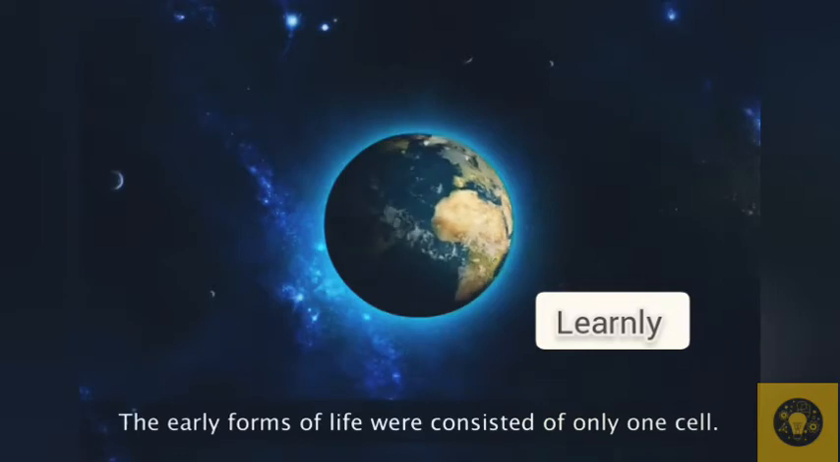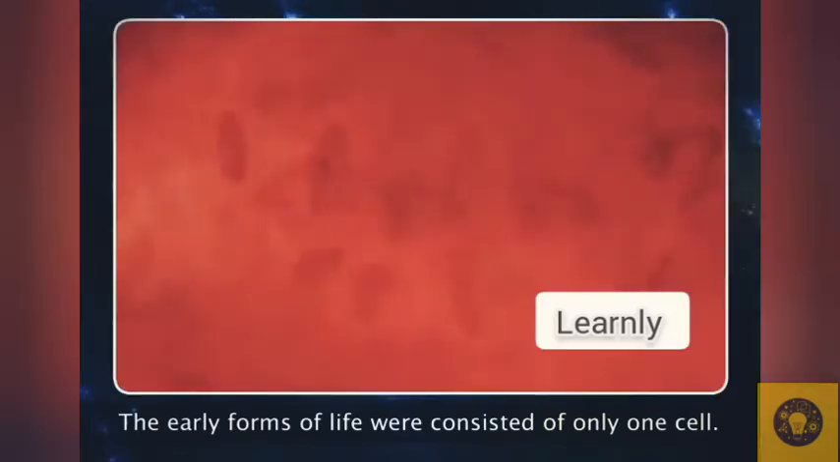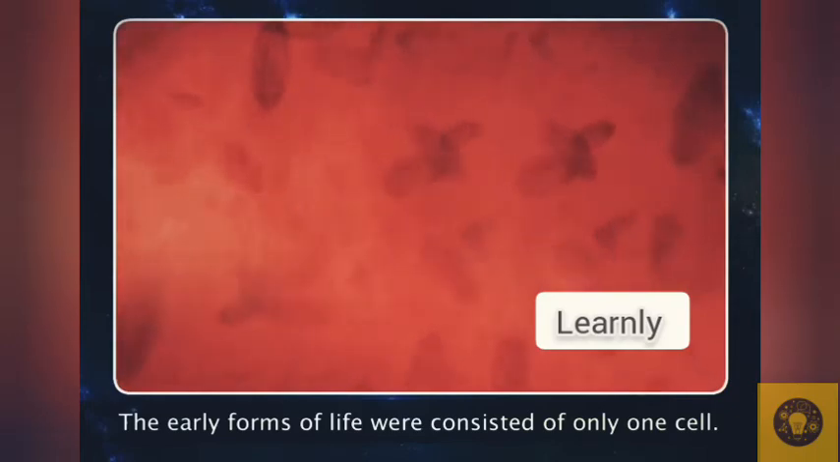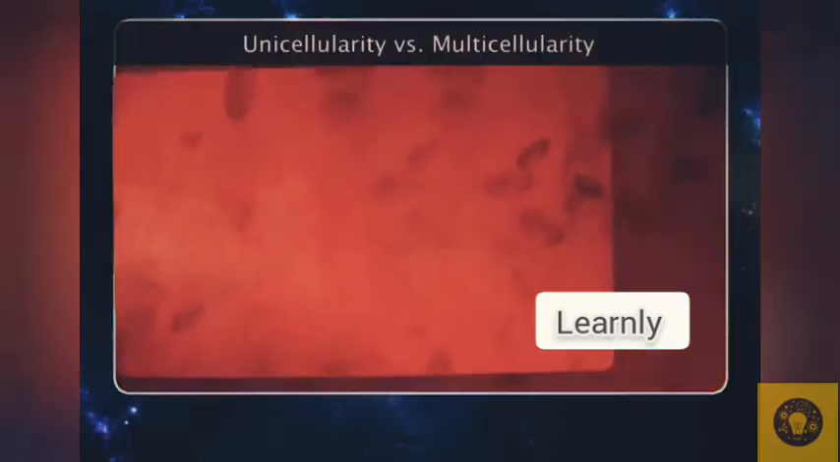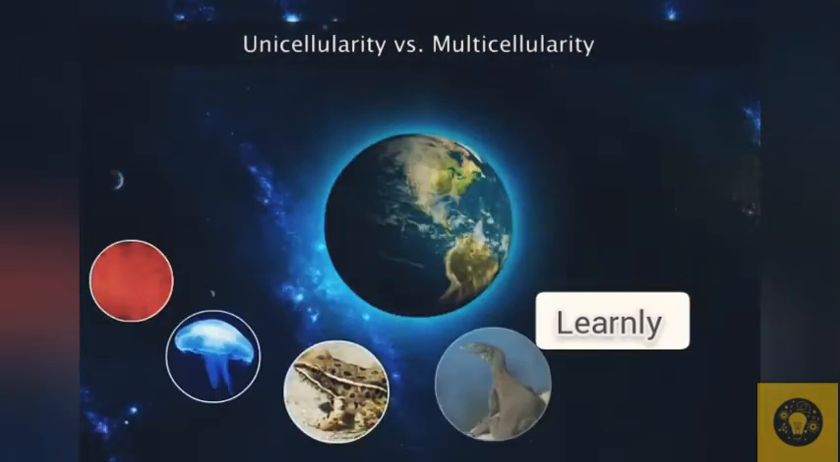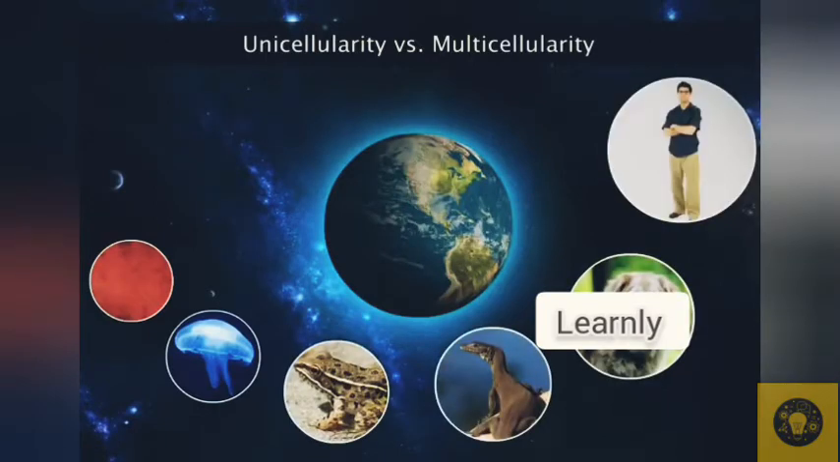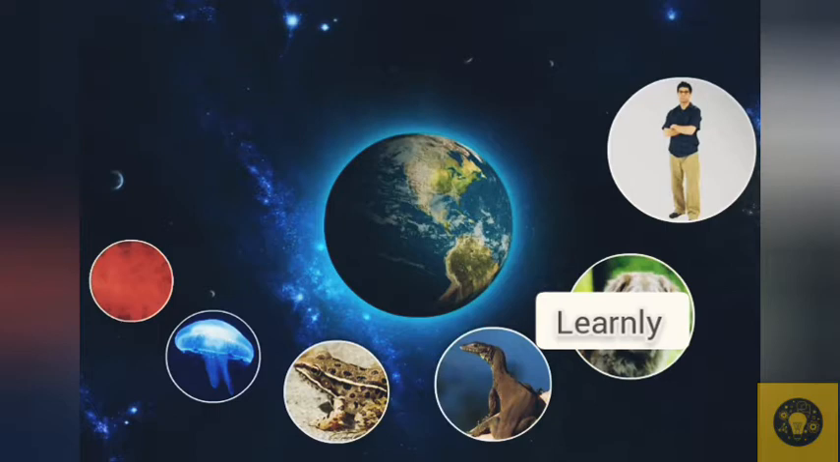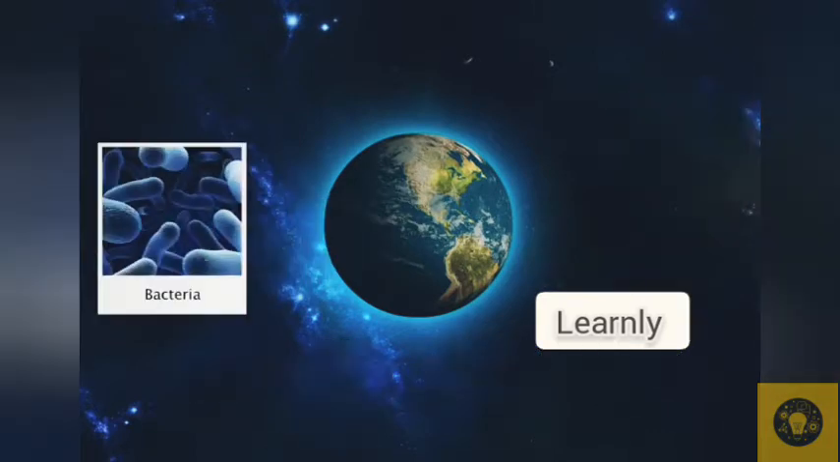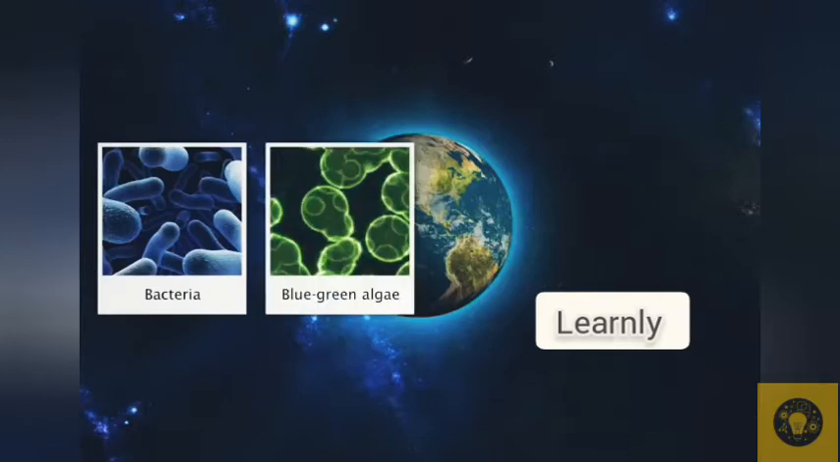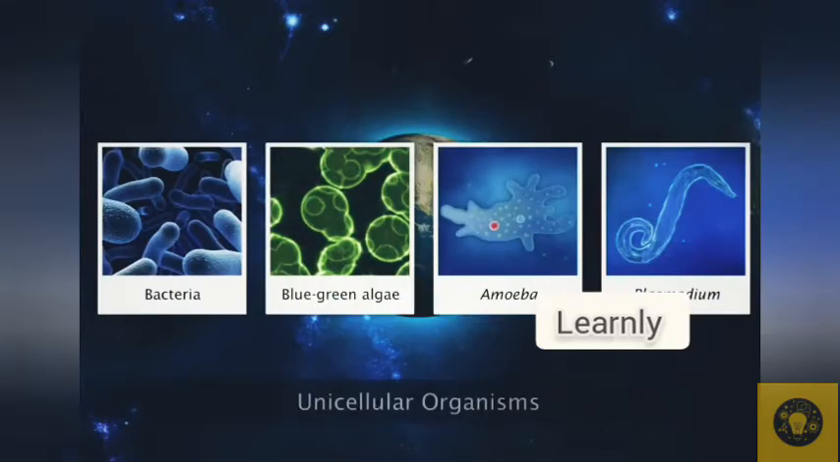The early living forms to have evolved on Earth were unicellular, which means they consisted of only single cells, and over the years evolved the multicellular forms of life. However, the unicellular forms exist even today. Bacteria, blue-green algae, amoeba, and plasmodium are unicellular organisms.